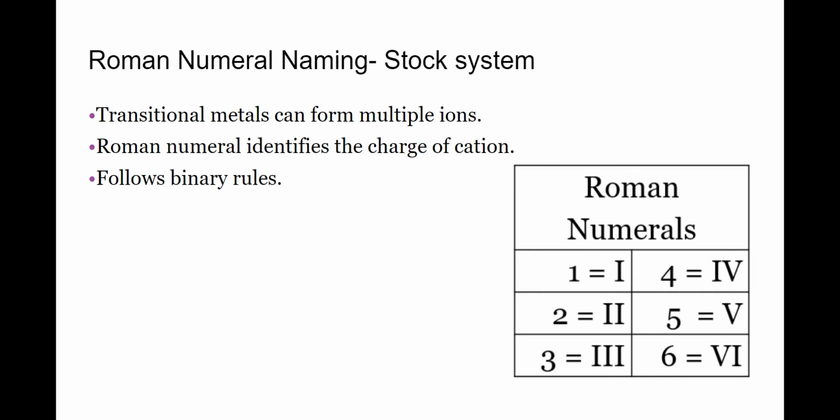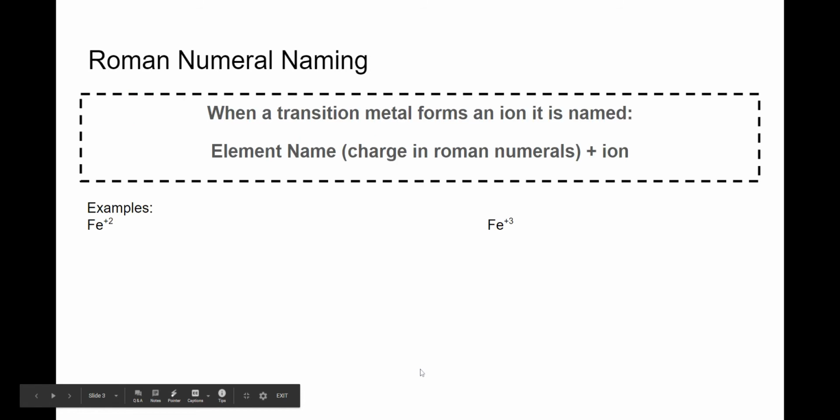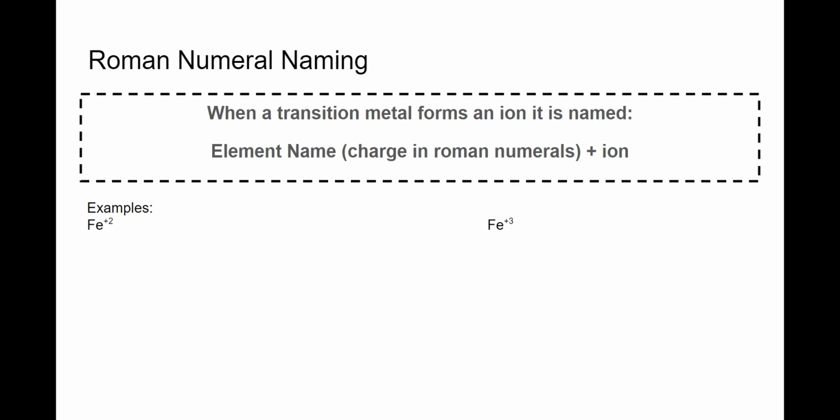So sometimes there'll be a +1 charge, sometimes there'll be a +2. It varies depending on what they are matched with. The Roman numeral actually identifies the charge of the cation, and they still follow the same binary rules. For our Roman numerals, just a reminder: 1 is I, 2 is II, 3 is III, 4 is IV, 5 is V, and 6 is VI. Generally, they don't go past that.